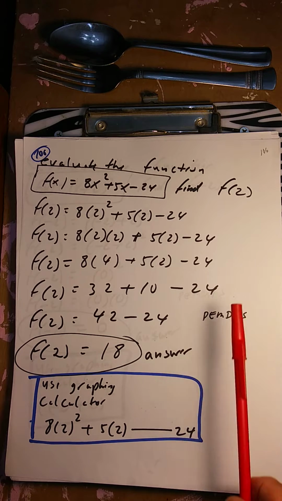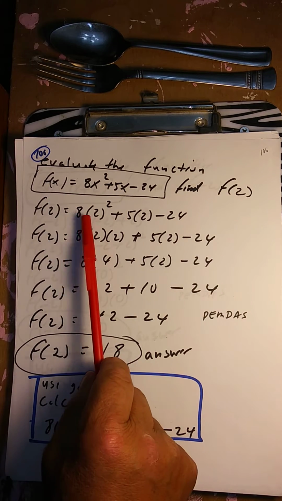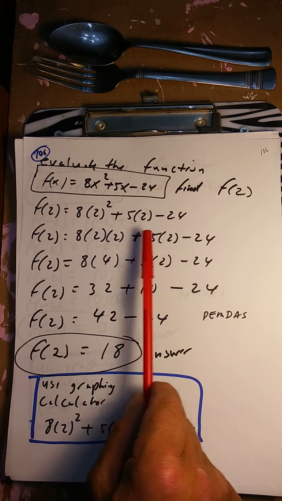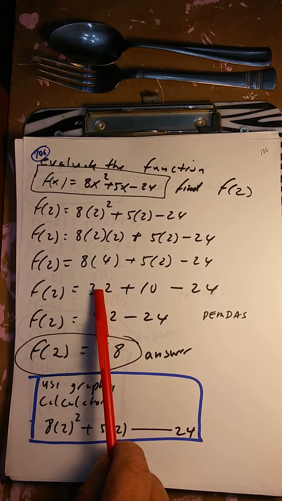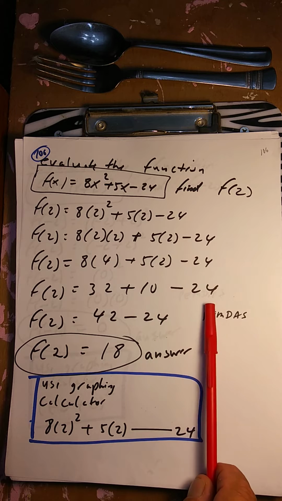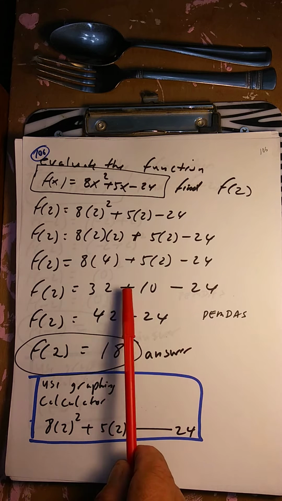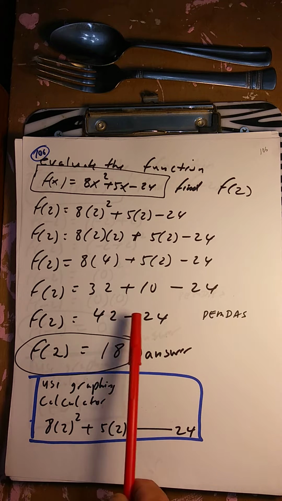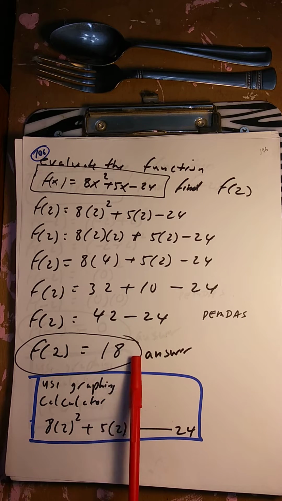F of 2. Well, let's put a 2 in there. 2 there, 2 there, 2 there. 2 squared means what? 2 times 2. 2 times 2 is 4. 4 times 8, 32. And that's going to be 10 minus 24. So that's going to be 32, and 10 is 42. Take away 24 is 18.